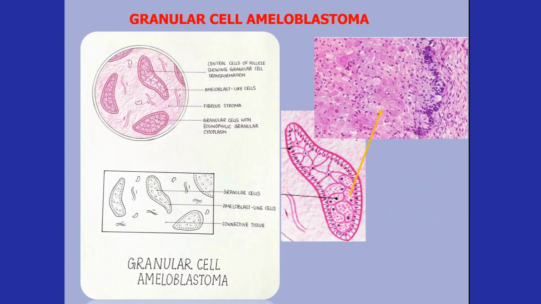Now this is a picture of the granular cell ameloblastoma. Here you can appreciate that these cells have transformed into these granular cells. So stellate reticulum like cells have transformed into these granular cells. Here you can see.